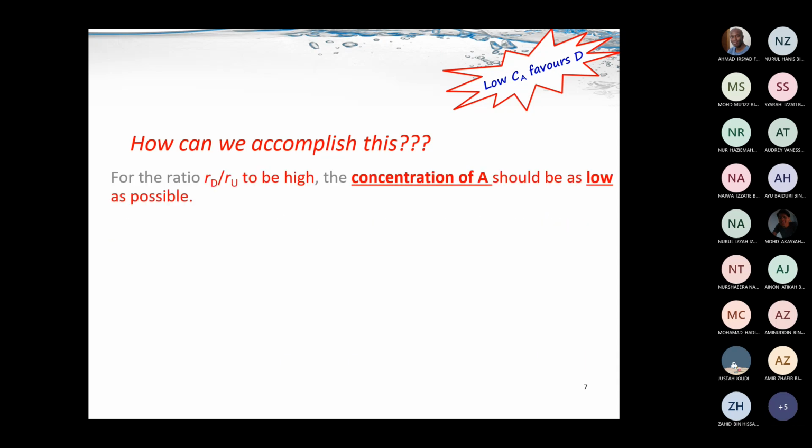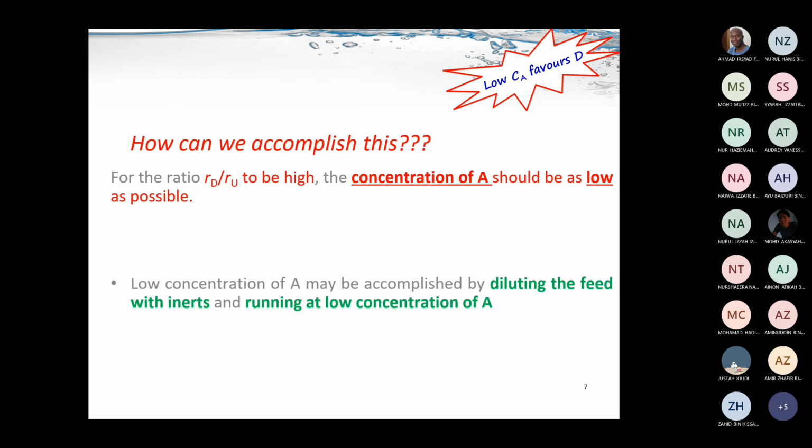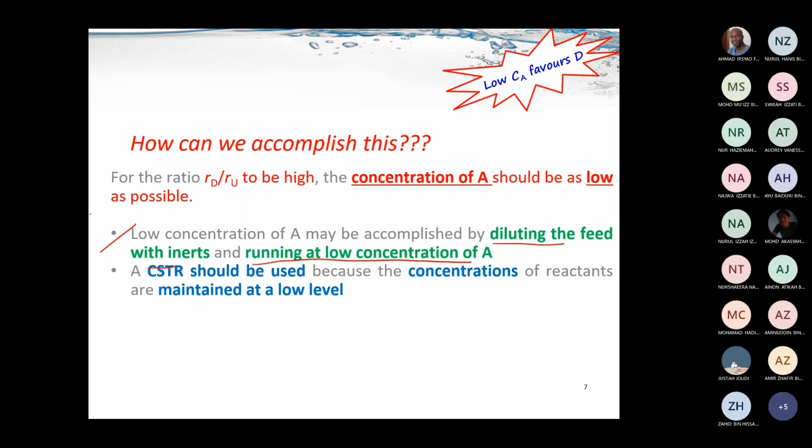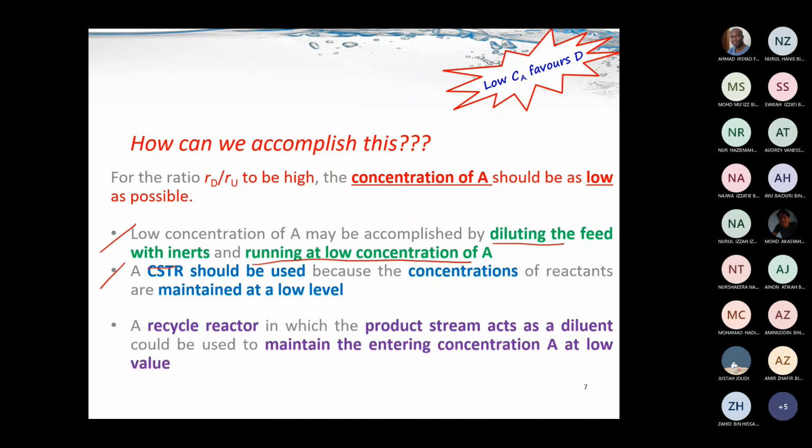Okay, so how we accomplish it? Alright, so the concentration of A should be as low as possible. Okay, so the first one is low concentration of A may be accomplished by diluting the feed with inert and running at low concentration of A. Alright, so macam mana kita nak run a low concentration of A is by using a CSTR. Okay, because the concentration of reactant is maintained at a low level.